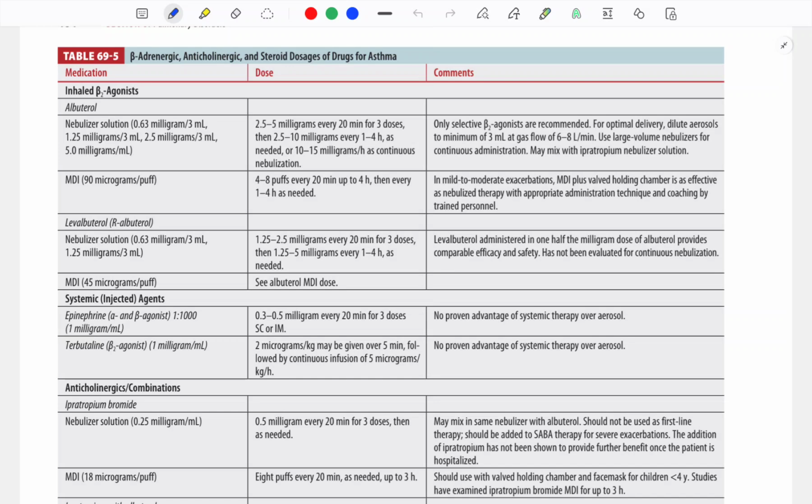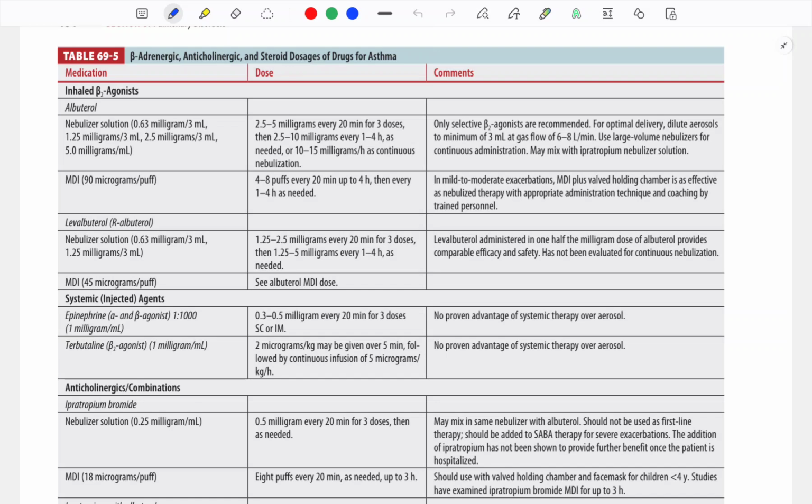You can give a combination solution of salbutamol plus ipratropium, which is 500 microgram of ipratropium, 0.5 mg, plus 2.5 mg of salbutamol. And you can give systemic steroids: prednisolone 40 to 80 mg, or methylprednisolone 1 mg per kg QID. You can give methylprednisolone 1 mg per kg QID.